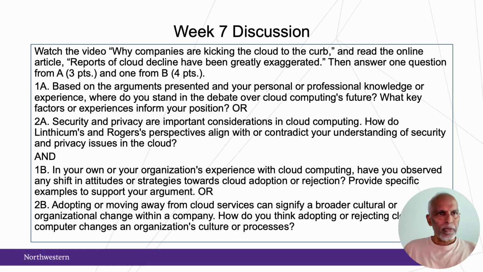And during this week, there are two types of discussion board questions, type A and type B, each of them having 2 questions. And you have to select one question from each of them and provide your position statement. For a selection from A, you get 3 points. For a selection from B, you get 4 points, a total of 7 points. The remaining 3 points comes from your participation in the discussion board in discussing with others.